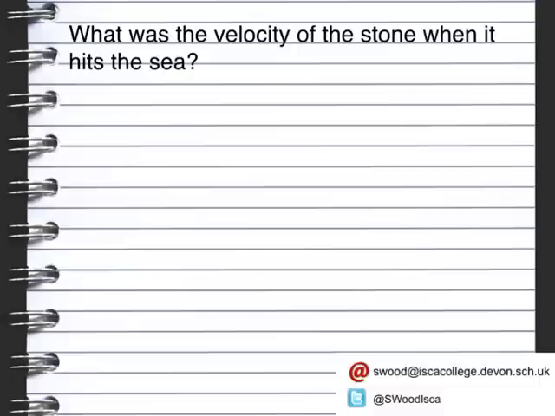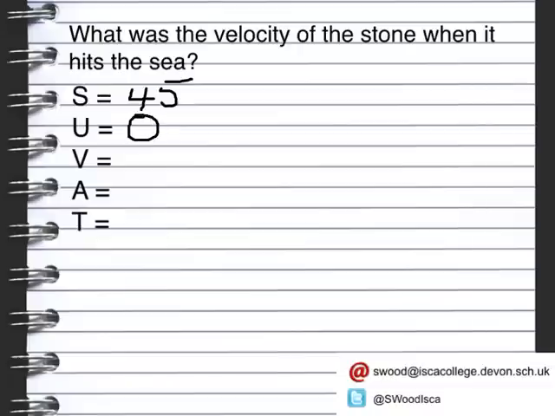Okay, so the next part is to work out what the stone's velocity was when it hits the sea. So we'll have a look at our SUVAT again, and let's see what information we know already. We know the distance is 45. We're looking at the velocity due to gravity, so the initial velocity is 0, and we're trying to work out the final velocity. We know the acceleration due to gravity is 10, and we also know that t is 3 from our previous problem.